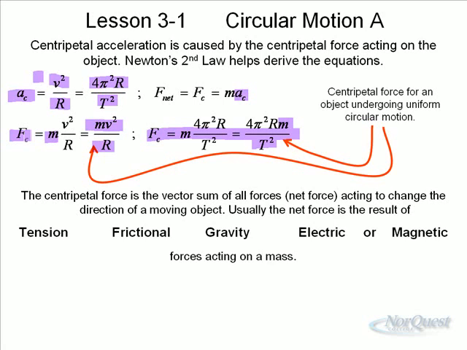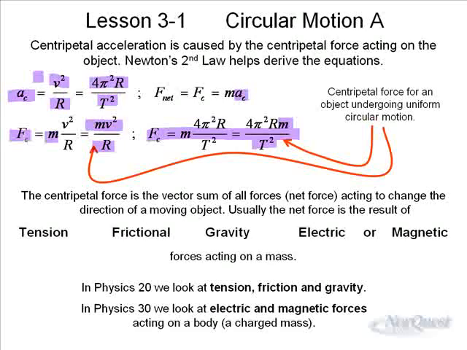And of course, sometimes, like in our TVs or whatever, there's lots of electric and magnetic forces acting on things like electrons to make them shine on the right point on a tube, and that tube then glows, and we see a picture on our TV or in our iPod or wherever. So usually in physics 20, we look at tension, friction, and gravity. In 30, we'll look at the electric and magnetic forces acting on a charged body or a charged mass. Okay, so in physics 20, we'll look at tension, friction, and gravity holding objects in circular motion.